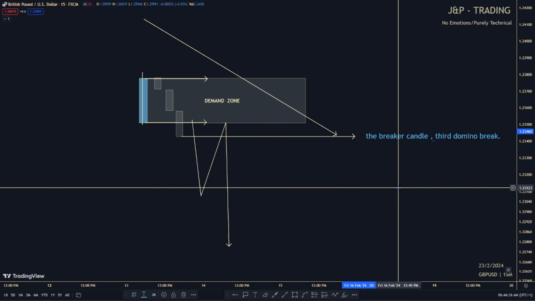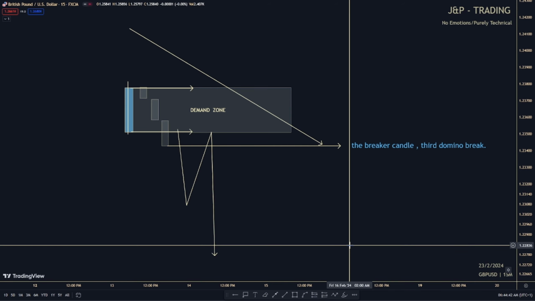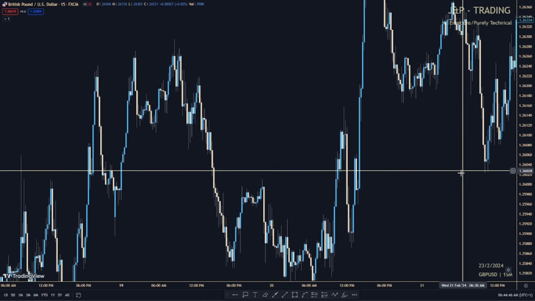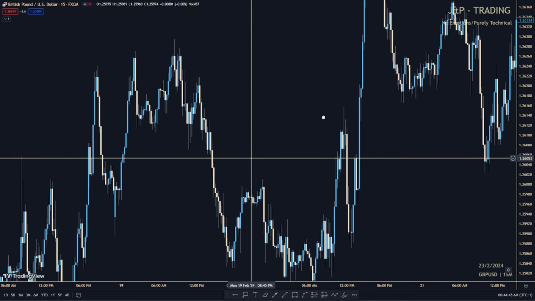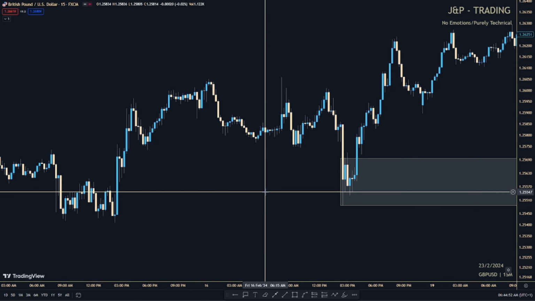Same thing applicable to a downward movement. After a successful break of that major big candle, then you have your sell. Now let's go over to the chart. Let's spot it out.